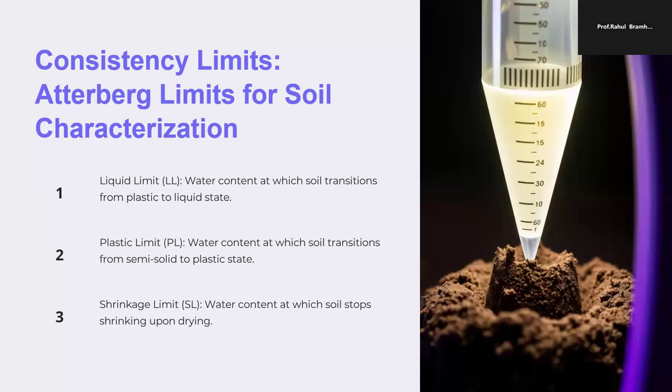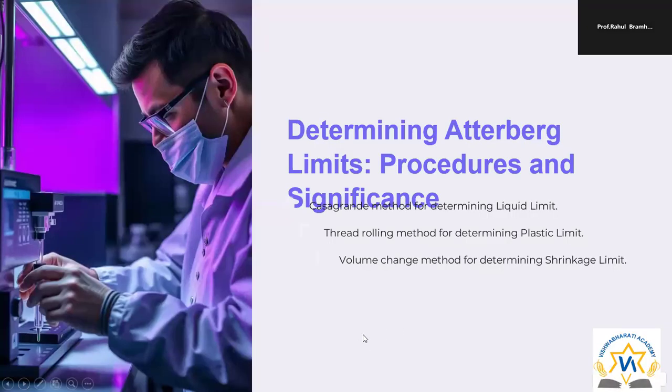These three main consistency limits are used to find out the properties and behavior of the soil. We find these three limits by different methods. First, the Casagrande method is used to determine the liquid limit of the soil. Then the thread rolling method is used to determine the plastic limit, and the volume change method is used to determine the shrinkage limit. These are the important methods used for finding consistency limits.